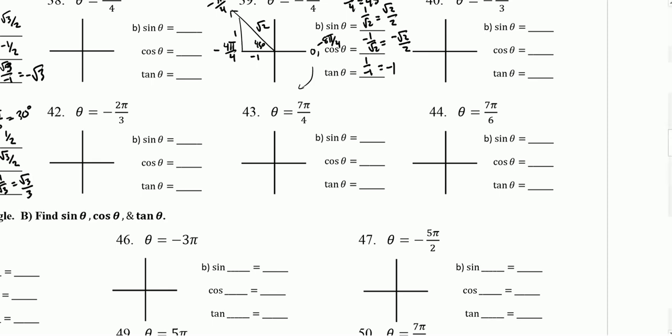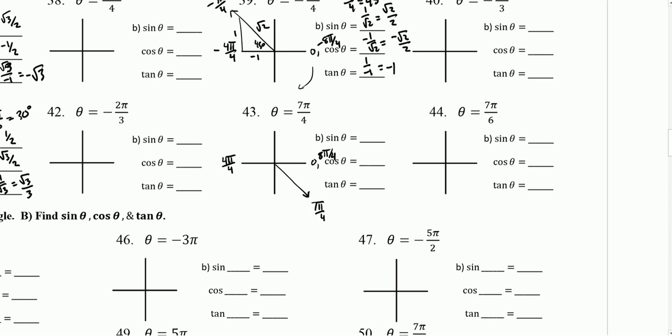Number 43, 7 pi over 4. Here's 0. Moving counterclockwise, we get 4 pi over 4 at 180 degrees, because that reduces to pi. We get 8 pi over 4 at 360, because that reduces to 2 pi. So 7 pi over 4 is in quadrant 4.